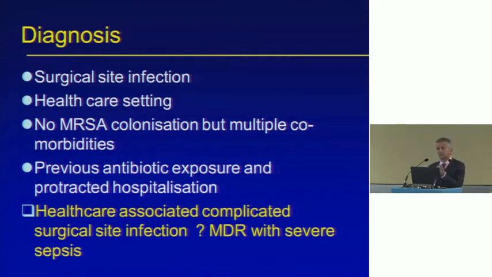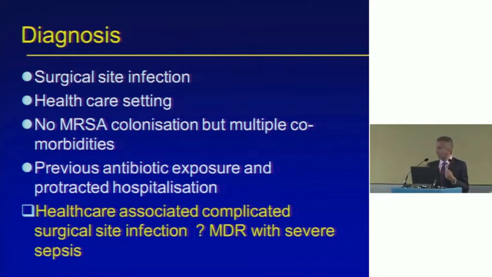But that no longer is good enough. You need to think it's an abdominal surgical site infection. That should alert you to the type of organisms that may be causing his infection. It's healthcare related. Again, that tells you a little bit more about the resistance potential. He has a range of comorbidities, but he was not MRSA colonized.